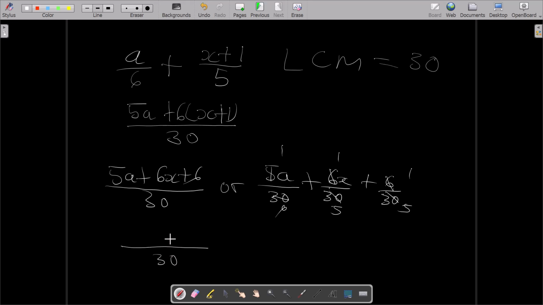If that is the case, then everything is going to be maintained as a plus x plus 1. This will be our final solution after simplifying. Don't understand? You can end here. But if you need to go further to get more marks, you have to simplify up to here.